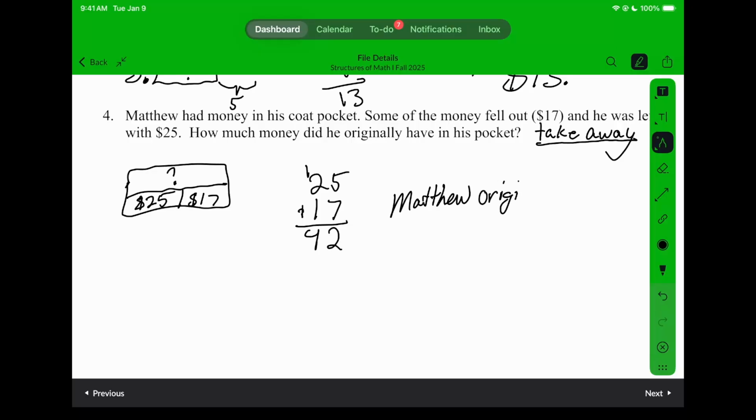Matthew originally had $42 in his pocket.